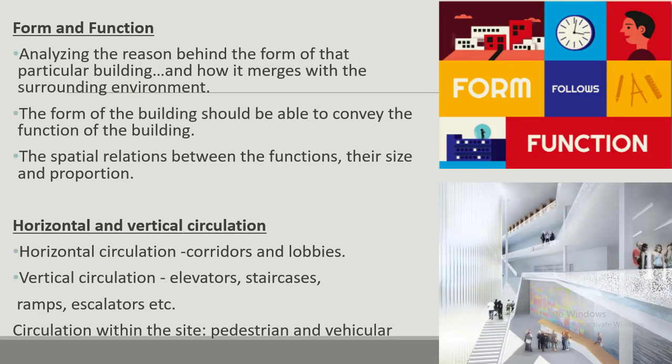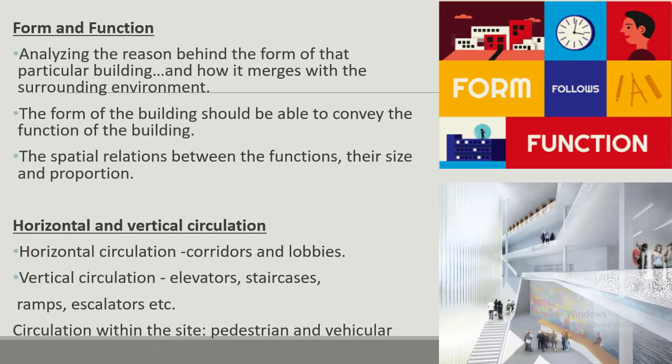Form and function: analyzing the reason behind the form of that particular building, and how it merges with the surrounding environment. The form of the building should be able to convey the function of the building. The spatial relations between the functions, their size and proportion is of utmost importance.